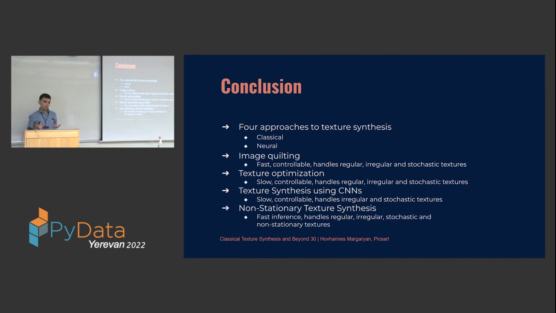So let's also conclude today's presentation. Today I went over 4 texture synthesis algorithms, classical and neural. Image quilting is a fast and controllable algorithm that handles regular, irregular, and stochastic textures. Texture optimization is a slow but controllable algorithm, and it handles all the same types of textures as image quilting. Texture synthesis using CNNs is a slow but controllable algorithm, and it handles only irregular and stochastic textures. Non-stationary texture synthesis provides very fast inference, and it handles all 4 types of textures, that is regular, irregular, stochastic, and non-stationary textures.